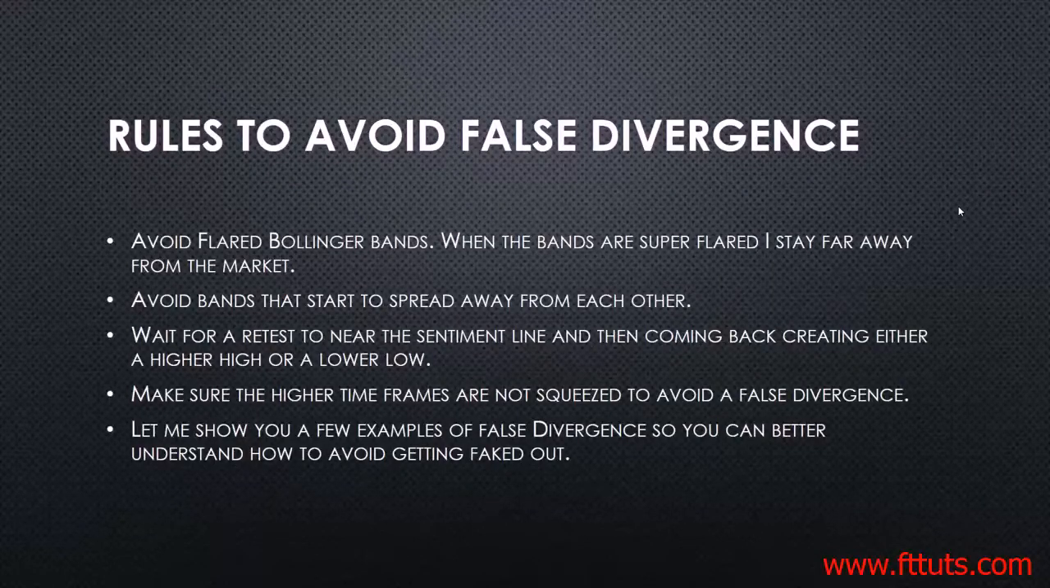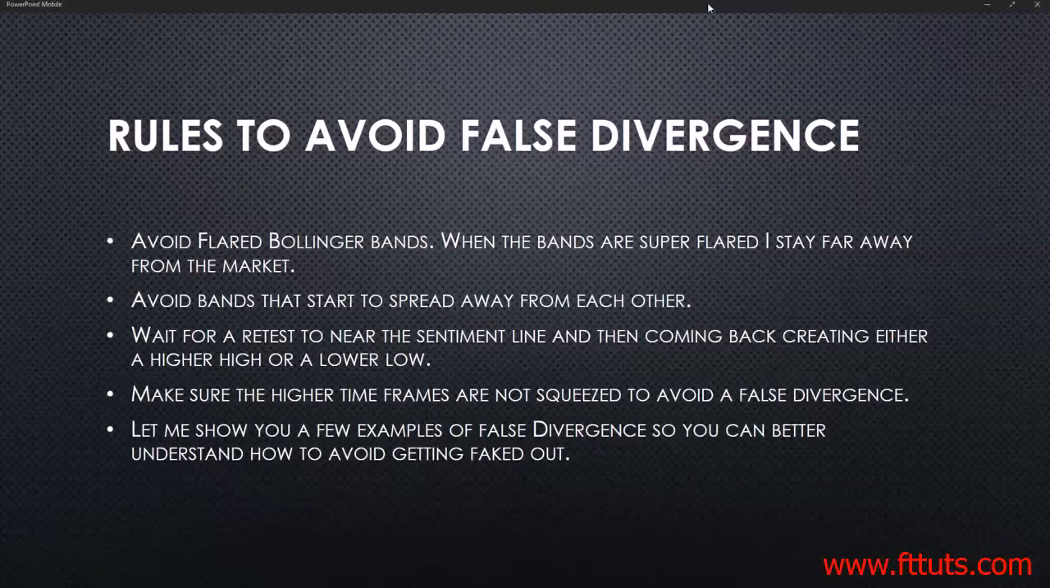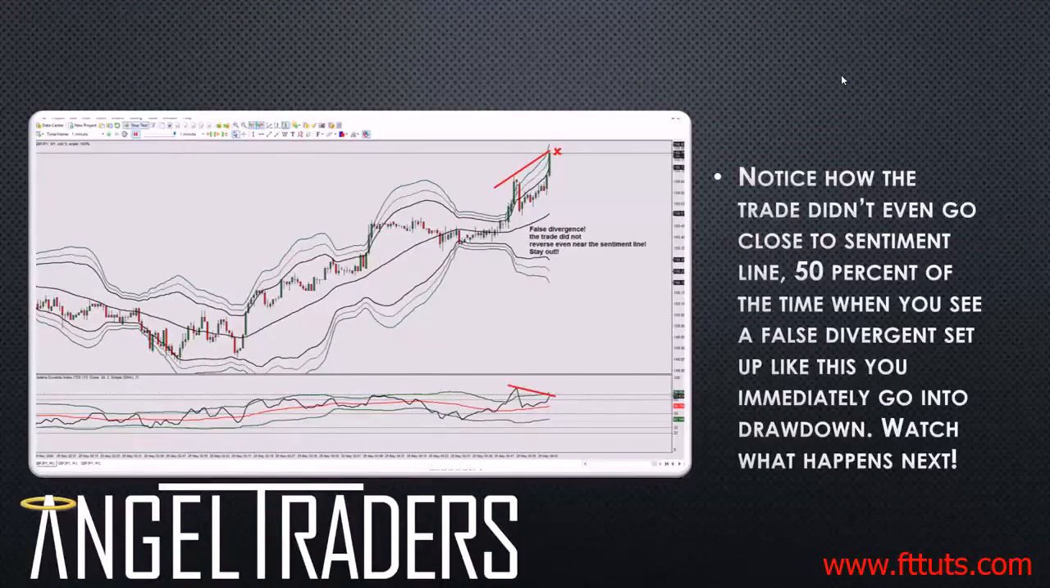Rules to avoid false divergence. Avoid flared Bollinger Bands. When the bands are super flared, I stay far away from the market. Avoid bands that start to spread away from each other. Wait for a retest to near the sentiment line and then coming back, creating either a higher high or a lower low. Make sure the higher time frames are not squeezed to avoid a false divergence. I'm going to show you a few examples of false divergence so you can better understand how to avoid getting faked out.